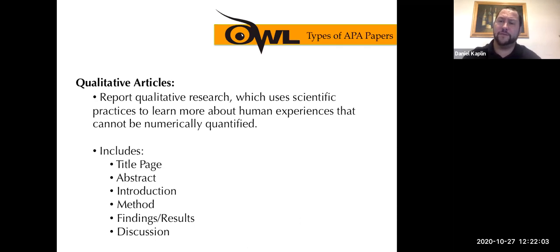Now, what's the difference between a quantitative report and a qualitative research study? Well, in a qualitative research study, usually the findings or results are described in words, not numbers. So you still have the title page, the abstract, the intro, the method, but it's the results section that is described in words rather than statistical means. And then you have your discussion, references, tables, figures, etc.